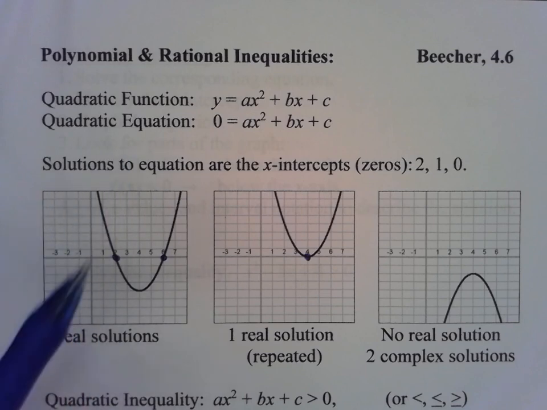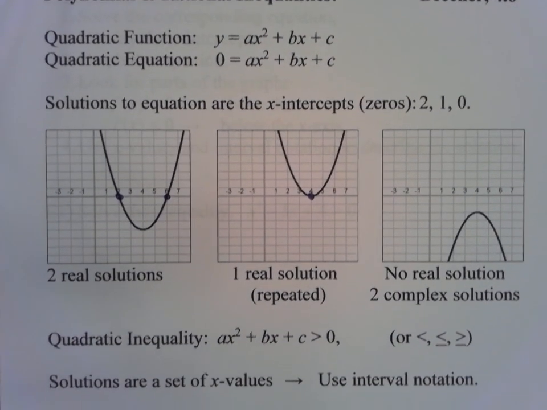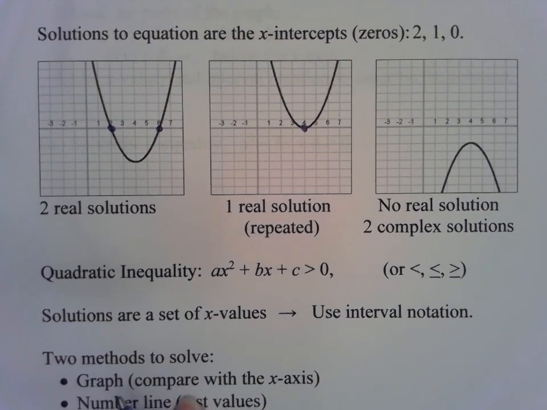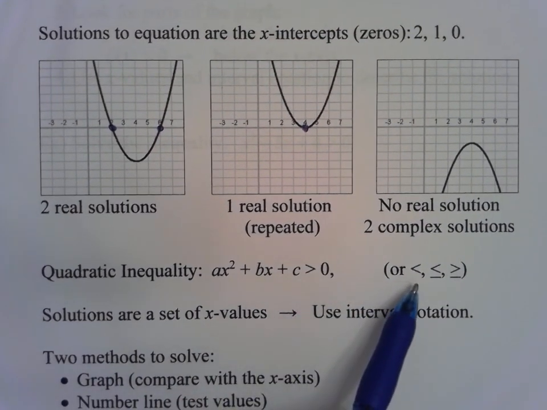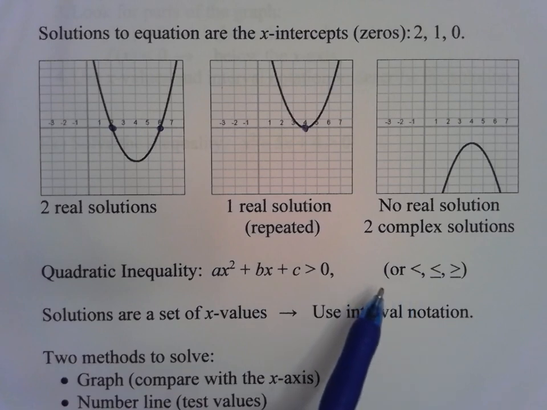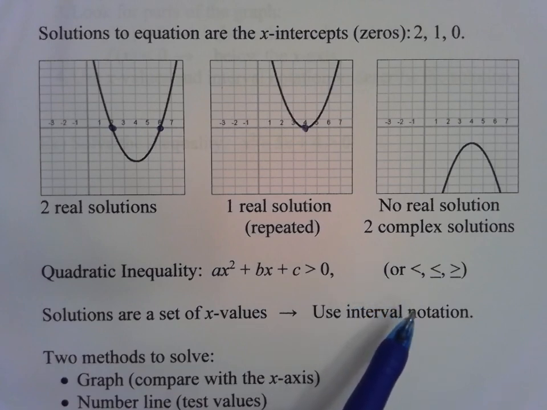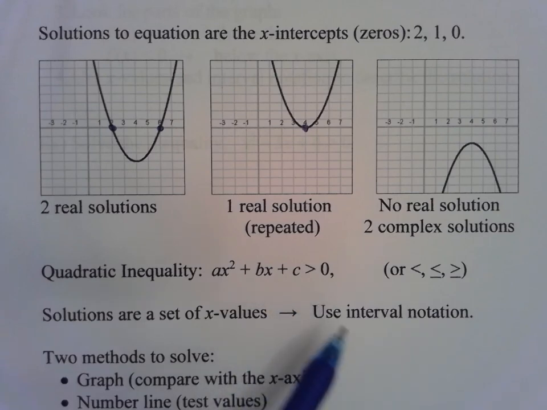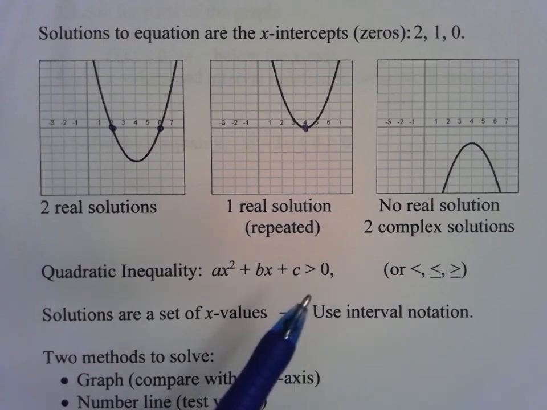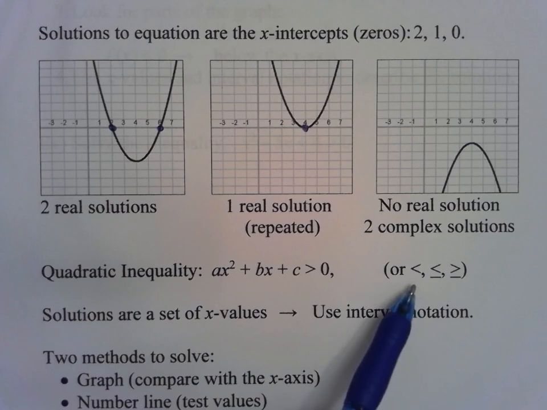In this video, or in this section, we want to look at what happens when we have an inequality, a less than or greater than. So we're not going to be looking just at the x-axis, but at the parts of the graph around the x-axis. For greater than, we're going to be looking at which parts of the graph are above the x-axis. For a less than, we're going to be looking at which parts of the graph are below the x-axis.